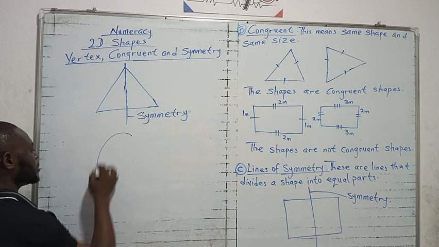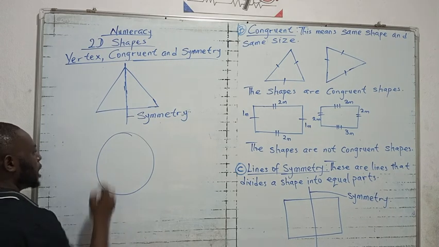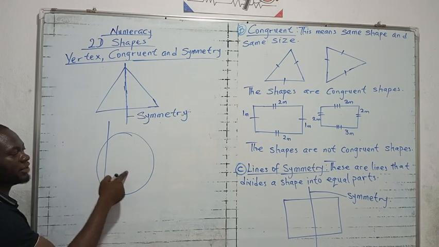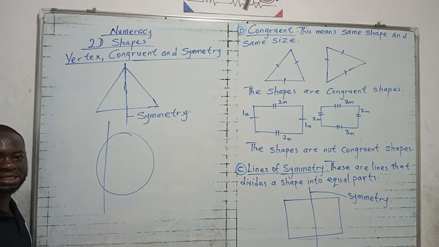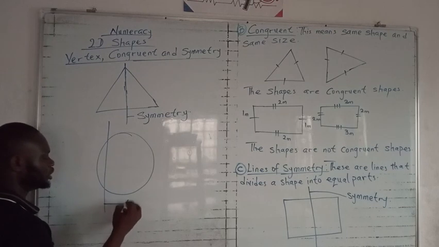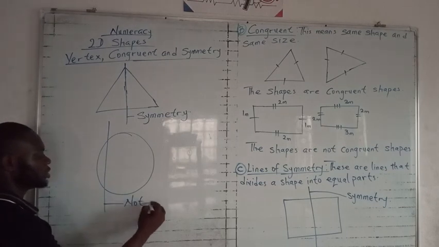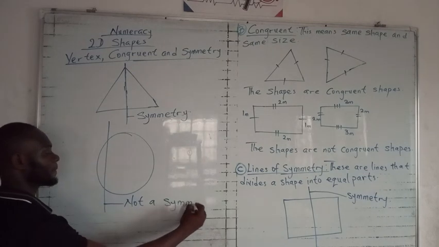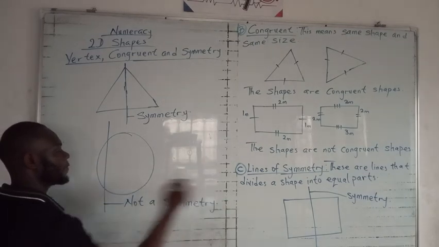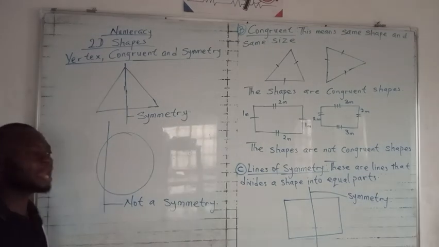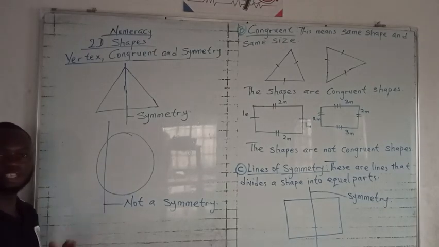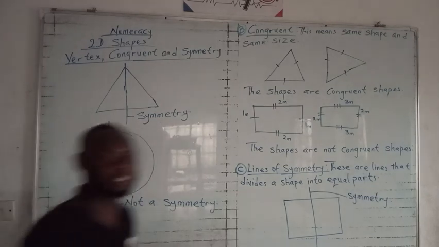If this is a circle and there's a line at this part, if this line divides this circle in equal parts, no! Therefore, this line is not a line of symmetry. Okay? So any line that does not divide a shape in equal parts is not a line of symmetry.